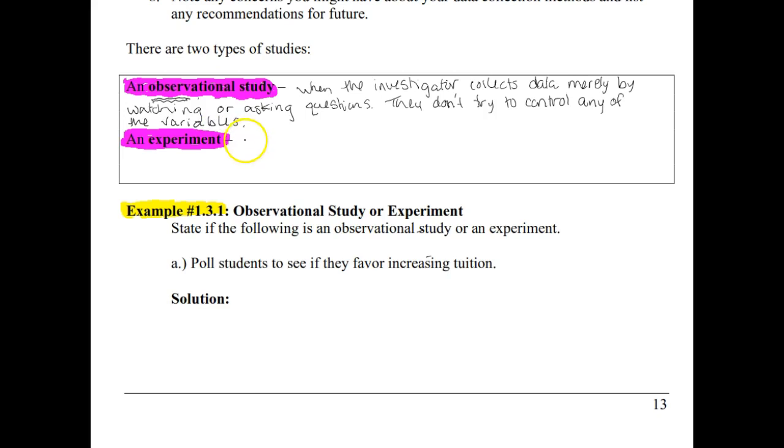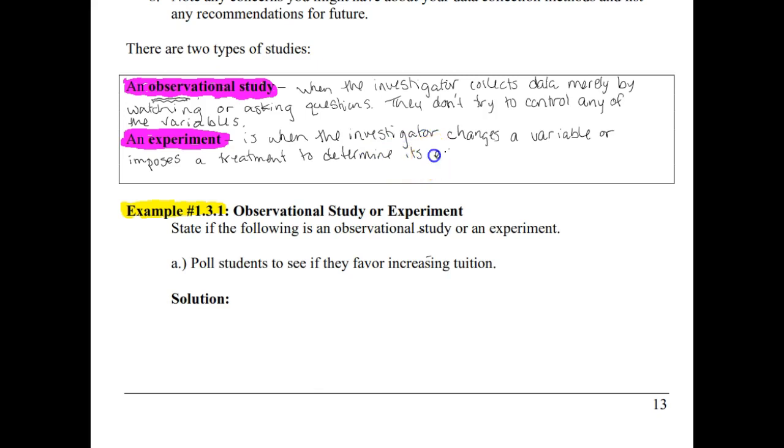Where an experiment is when the investigator changes a variable or imposes a treatment to determine its effect. So many times when you have filled out surveys, those are just observational studies.